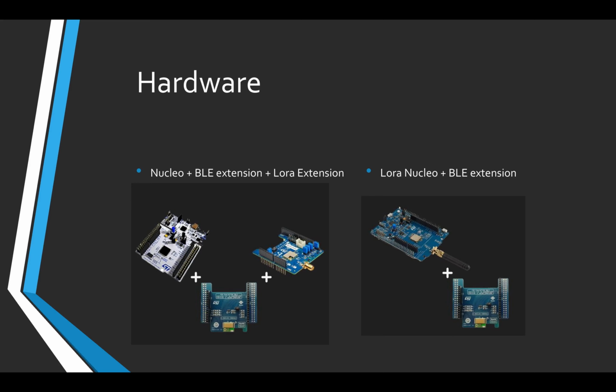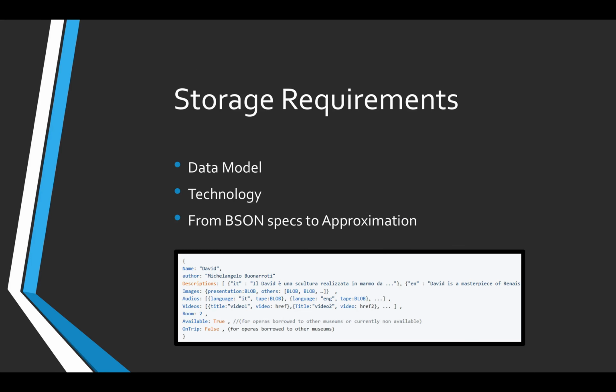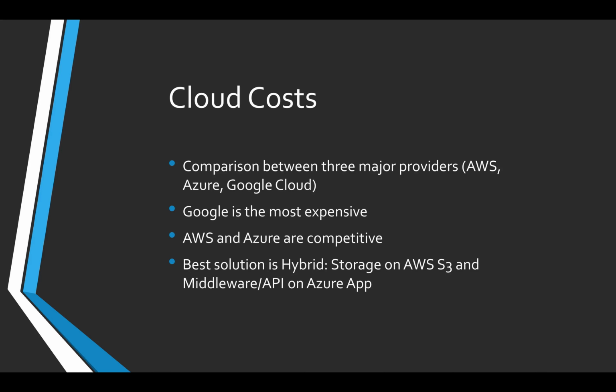We are constrained to use the Nucleo board, so we have chosen only compatible extensions to support the project goals. To estimate cloud storage costs, we have defined a data model. We picked MongoDB as a technology, and according to the internal document format, we have roughly estimated the total storage required. We conclude that AWS and Azure are the most competitive solutions, and the cheapest solution is hybrid.